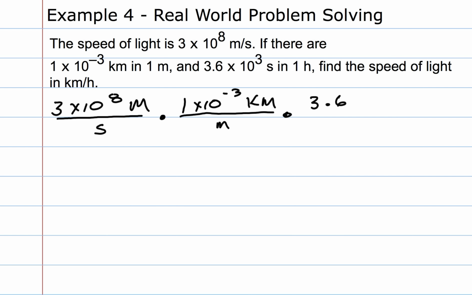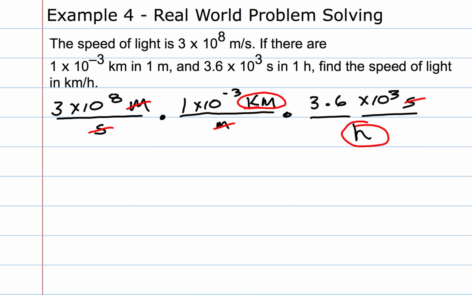Forgot to write the 10 to the third. And the reason this is an H, it doesn't look much like an H, but it is. And since we're asked for kilometers per hour, this works out great. The meters divide out, because they're one in the numerator, one in the denominator. And the seconds divide out, leaving us with exactly what we want, kilometers per hour.